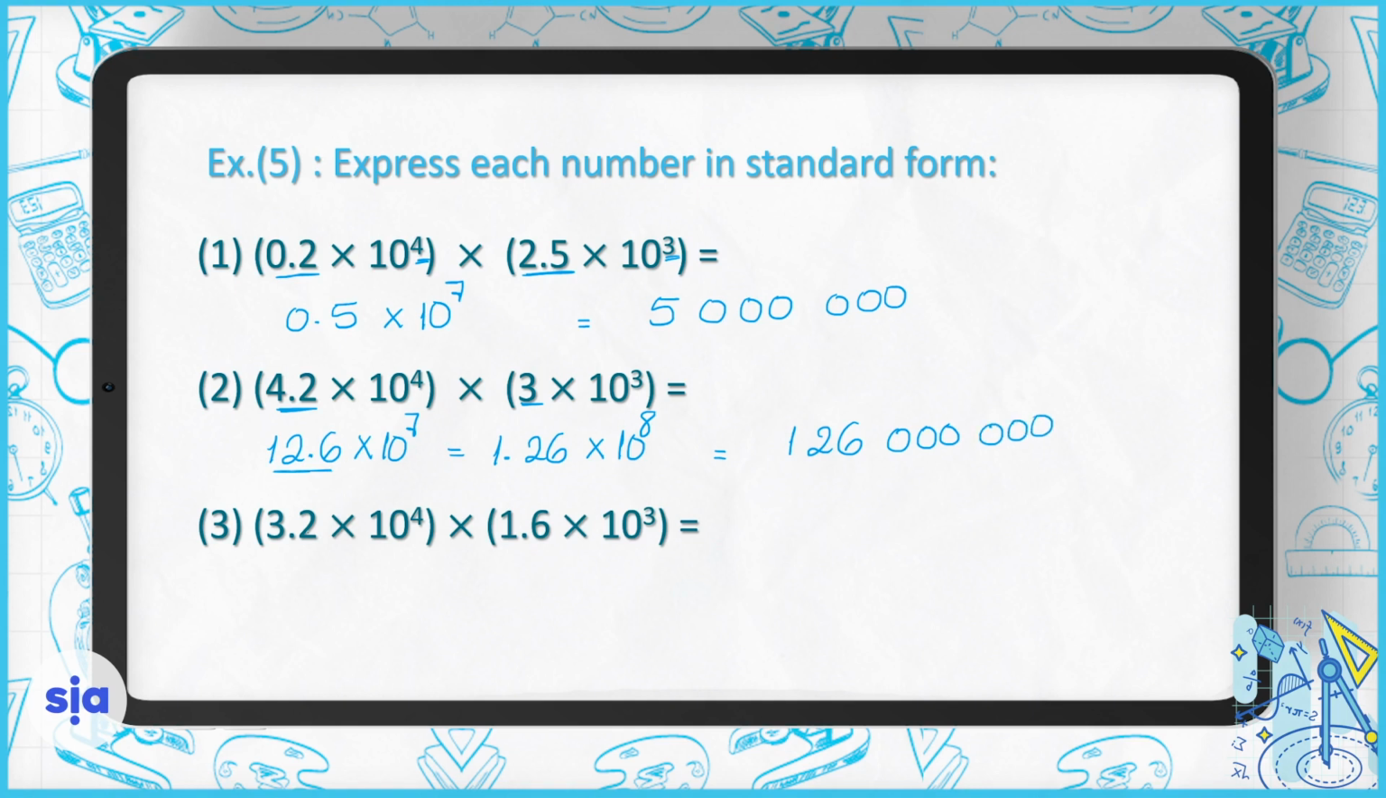Question number 3. If you multiply 3.2 times 1.6, the result is 5.12. And then when we multiply, we add the powers, it's 10 to the power of 7. If you want to expand this, it would be 512, and then we put 5 zeros.